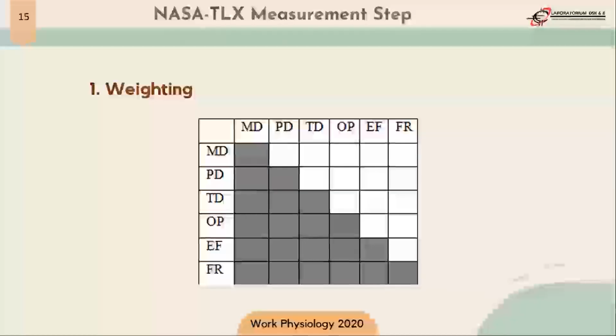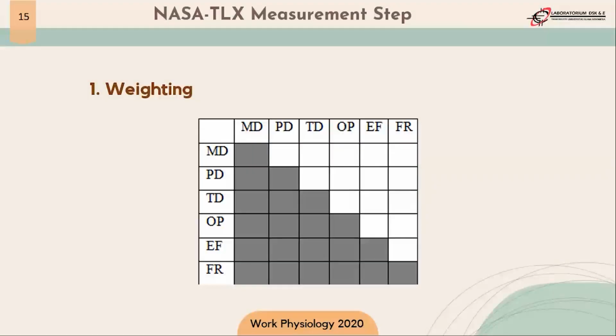Alright, to get the final mental workload score, we should do some steps. The first step is weighting. For example, on the screen, you can give 15 questions that compare each pair of dimensions. The dimension written in the weighting cell is the more dominant dimension.